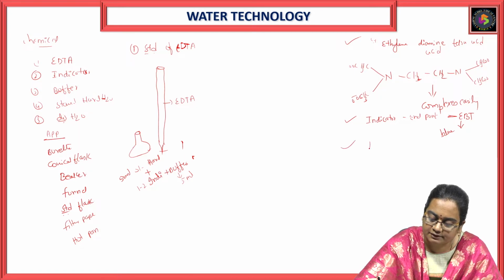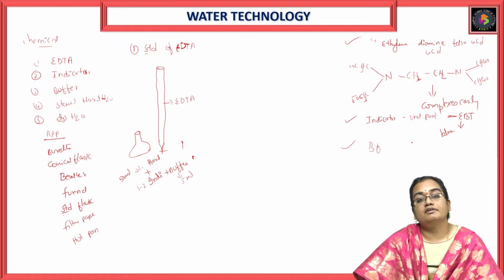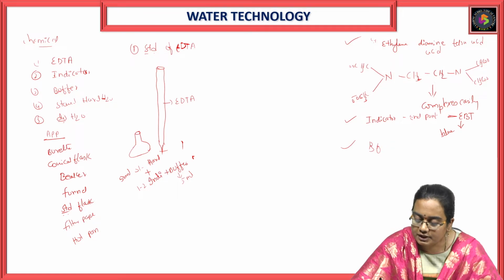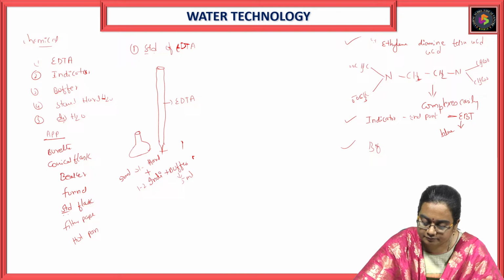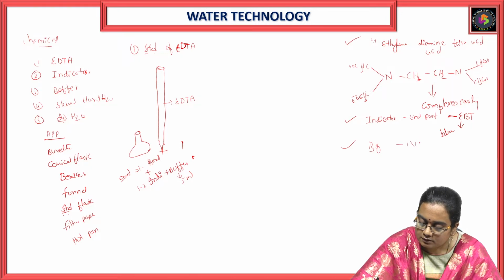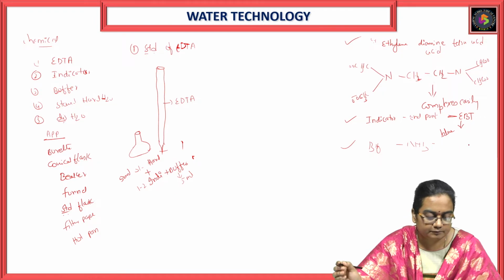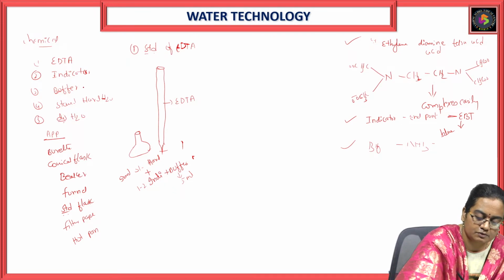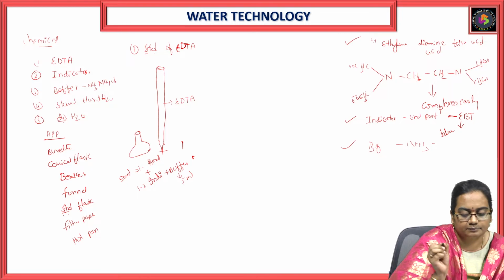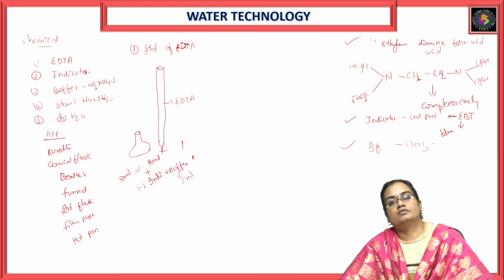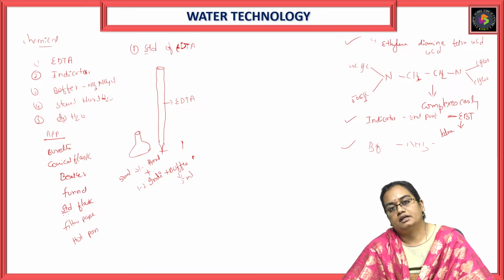Next one is the buffer. The buffer we are using is ammonium chloride buffer. Okay. Now, why is it necessary to use an indicator?